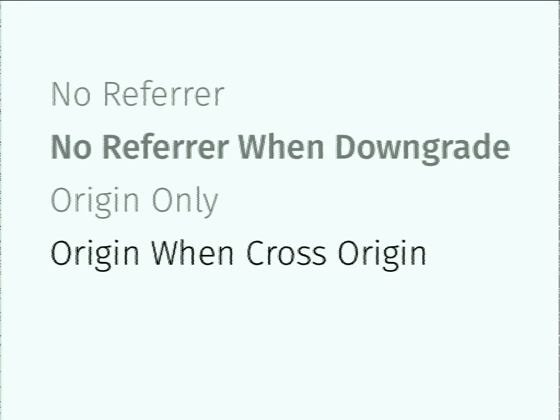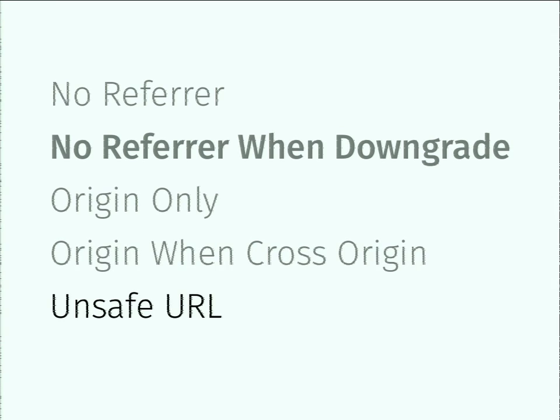Origin when cross-origin, so this one sends a full referrer all the time, except if you go from one host name to a different host name, like one origin to a different origin, then it will strip it down to just the origin. So for internal links, you'll have the full referrer, but for external links, for example, that site will only receive parts of the referrer. And unsafe URL, you can probably guess, sends the full referrer all the time to everyone. Please don't use that one.